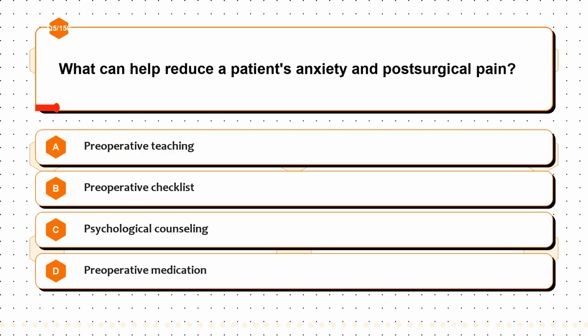Question 5. What can help reduce a patient's anxiety and post-surgical pain? Here are the options. Option A. Preoperative teaching. Option B. Preoperative checklist. Option C. Psychological counseling. Option D. Preoperative medication.